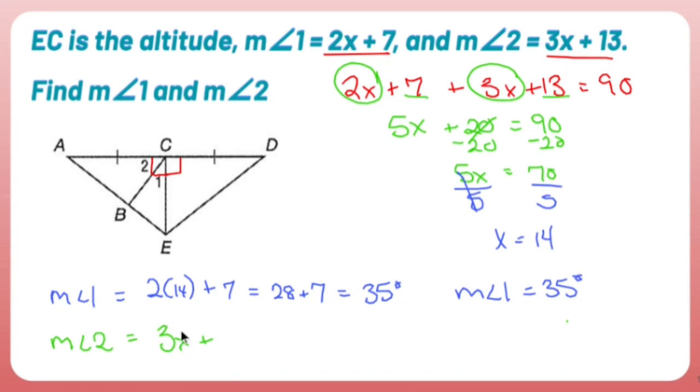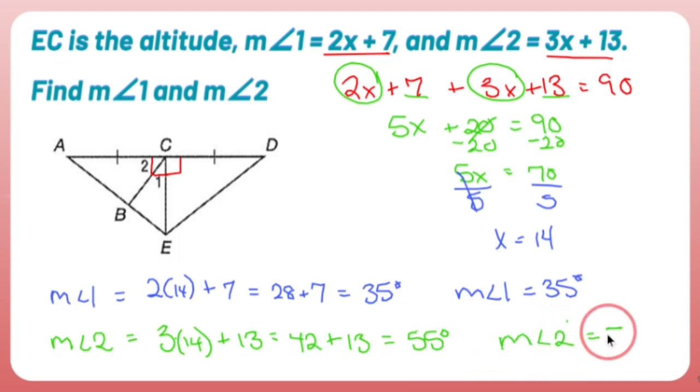But you know what? We know x is 14, just like it was up there in blue. I don't know why I didn't just write it down. I wasn't thinking, I guess. So 3 times 14 plus 13. 3 times 14 is 42. 42 plus 13 is 55 degrees. So the measure of angle 2 is 55 degrees.